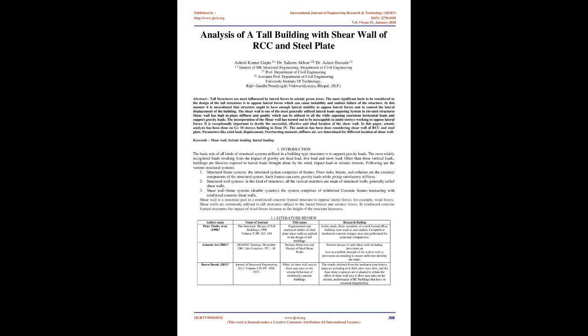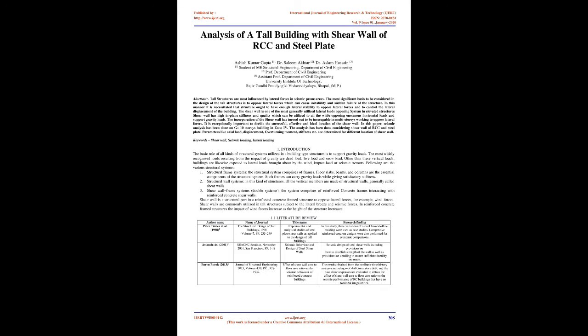1. Introduction. The basic role of all kinds of structural systems utilized in building-type structures is to support gravity loads. The most widely recognized loads resulting from the impact of gravity are dead load, live load, and snow load. Other than these vertical loads, buildings are likewise exposed to lateral loads brought about by wind, impact load, or seismic tremors. Following are the various structural systems.